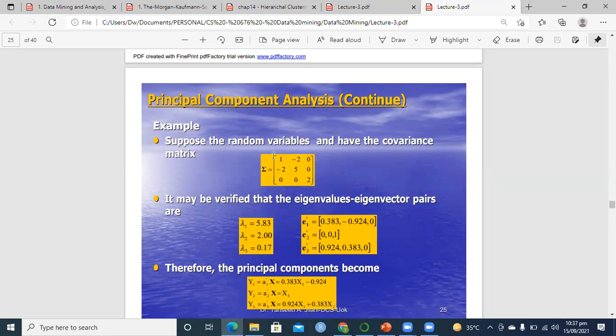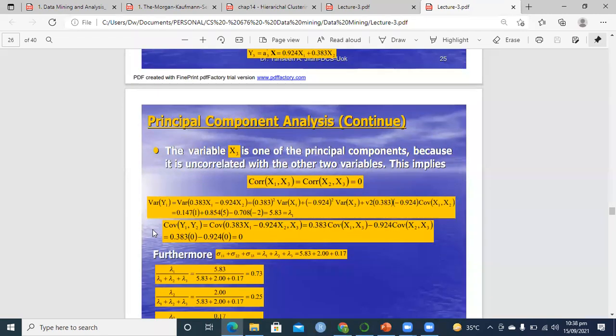I use p for the original data and k for the reduced data. So original p is equal to 3 columns, but after transformation, we will have only 2 columns remaining. But the problem is that your data was 1, -2, 0, -2, 5, 0, 0, 0, 2. But now your data is point something, negative 0.9, something like this. So when we do PCA, it transforms your data into a new domain where you cannot recognize which one was the first column, which one was the second column. So that's one of the problems.